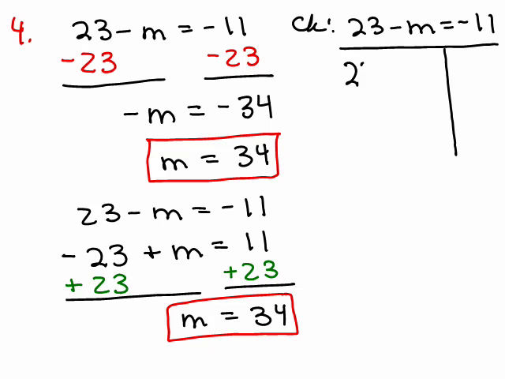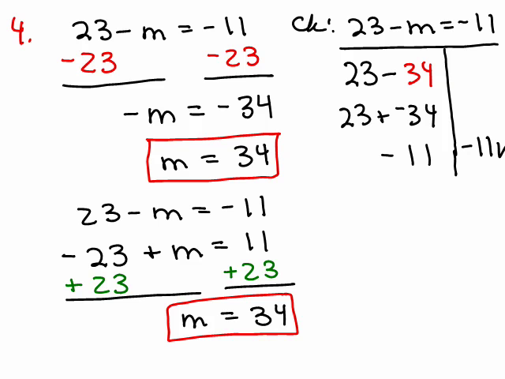So I'm going to plug in 34 for m, and remember that means 23 plus -34. And now I'm going to do my rules for adding positive and negative numbers. There's more negative numbers. And then you subtract 34 minus 23 and you get -11. And on the right side, it was a -11. So this does check. So the solution was 34. So that's two approaches to this particular problem.